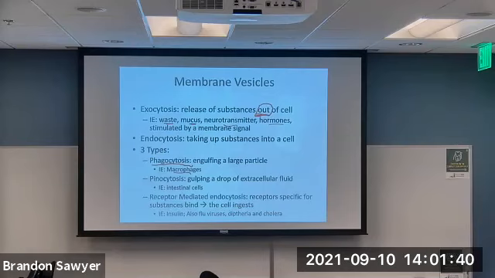Okay. And then lastly, receptor mediated endocytosis. This is when some type of chemical signal binds to the outside of the cell on a receptor, and that stimulates the cell membrane to then form a vesicle and bring it into the cell. Okay. So insulin works this way. Certain viruses work this way.